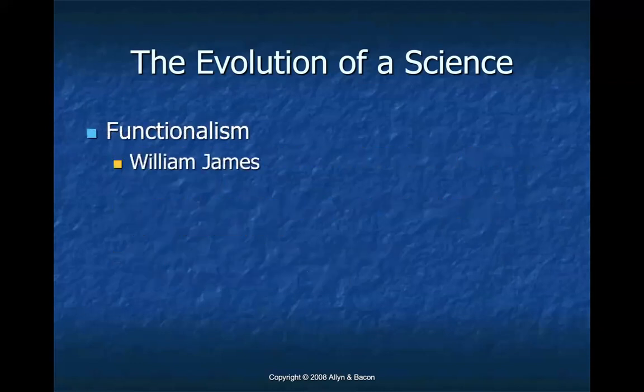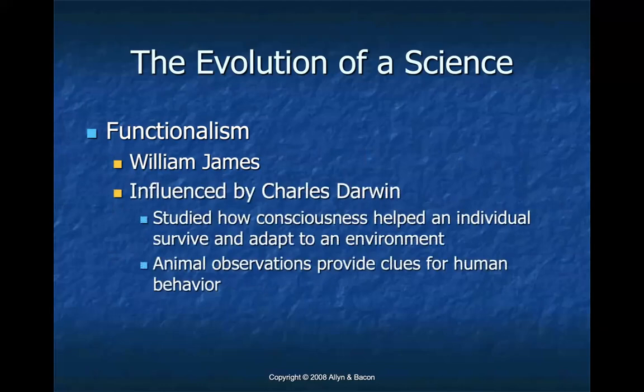And then came along functionalism. And William James is getting a little closer to us being called a science because he was really influenced by Darwin. And we know Darwin collected data. He really looked at the environment and how animals were similar in many ways to humans and human behavior, and how these animals would survive and adapt to the environment, and therefore being able to live on.